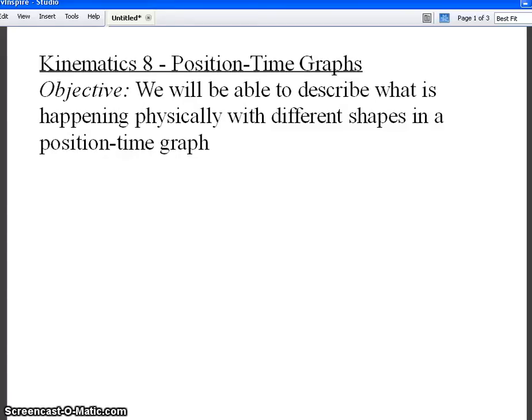Good morning, class, and welcome to this lesson on Kinematics 8, position time graphs. Today, we will be able to describe what is happening physically with different shapes in a position time graph.